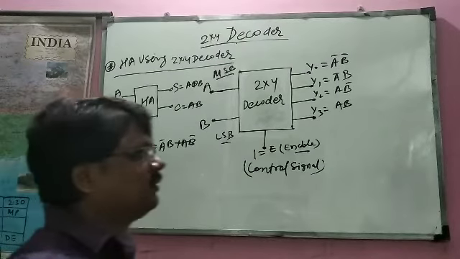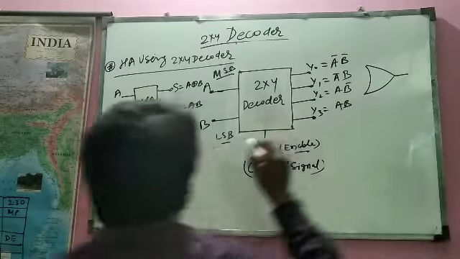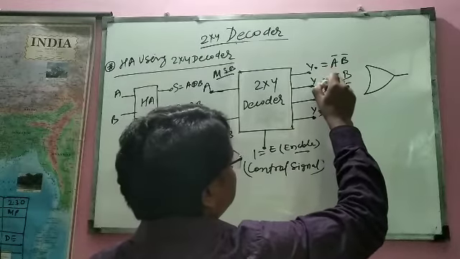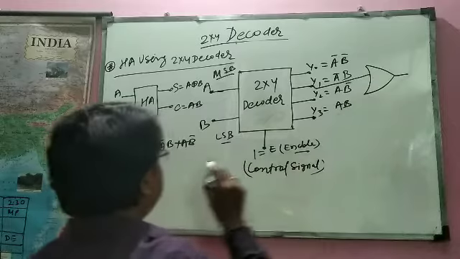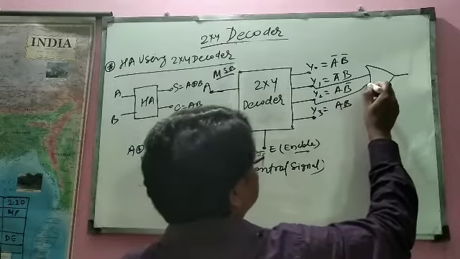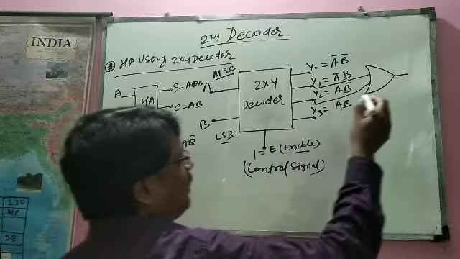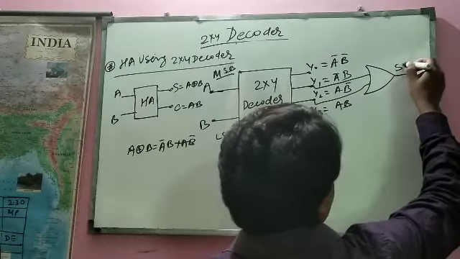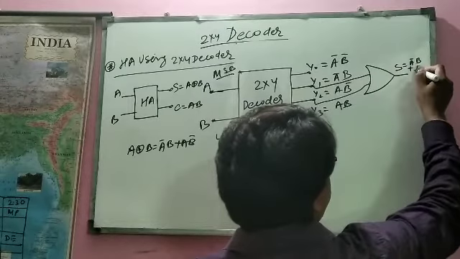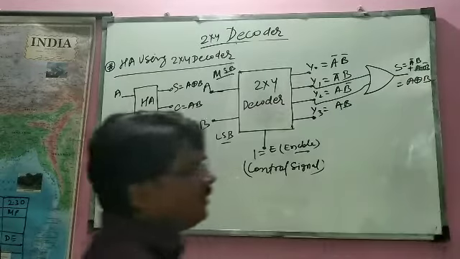And take here one OR gate, and take A bar B as one input. So this is your A bar B, we are taking as one input, and take another input, A B bar. So this is A B bar. These are the inputs of the OR gate. So what will be its output? Its output will be A bar B plus A B bar. So what is this? A XOR B, isn't it?